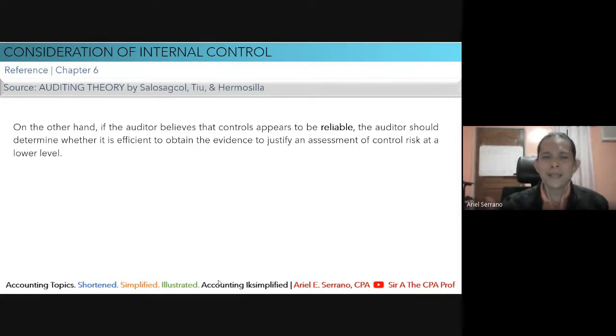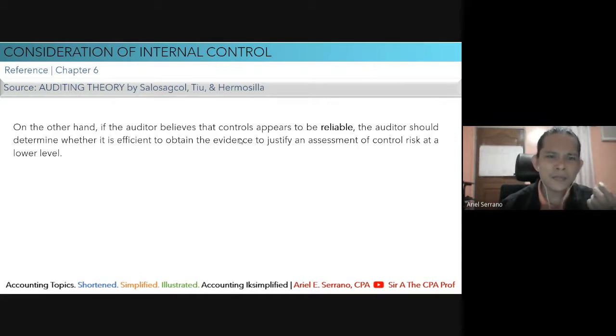Kung less than high siya, pwede po tayo mag-test ng controls. Pero pag at high na siya, di-disregard na natin yung test of controls. Substantive procedures na tayo. On the other hand, yung kabaligtaran naman, if the auditor believes that the controls appear to be reliable, please take note preliminary assessment. Kaya nga sabi dito, the auditor believes that controls appears to be reliable. Mukhang reliable.